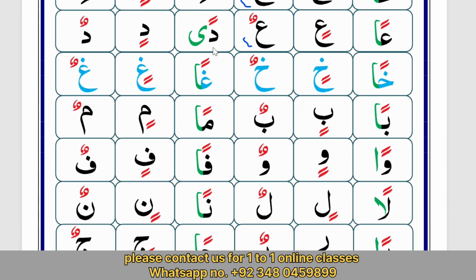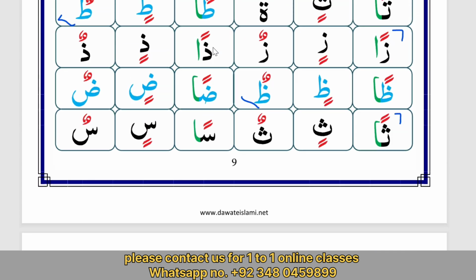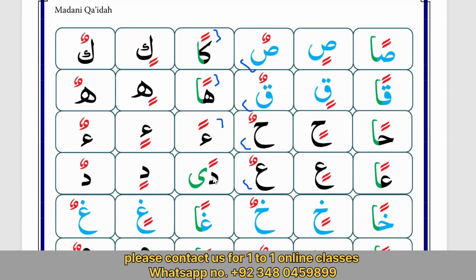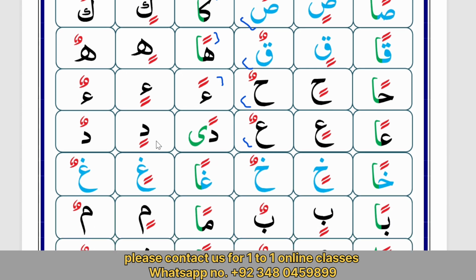And dal is paired with dod. So make clear difference between dod and dal. Dal is pronounced in thin tone and dod is pronounced in a thick tone. So repeat after me. Dal, do zabar, dan. Dal, do zer, din. Dal, do pesh, dun. Dan, din, dun.